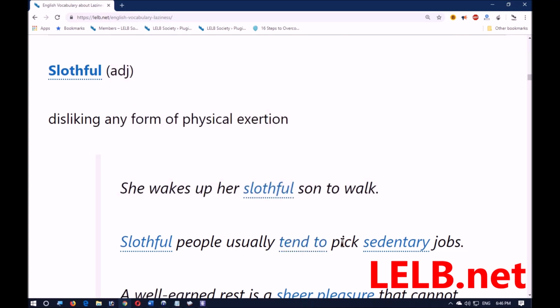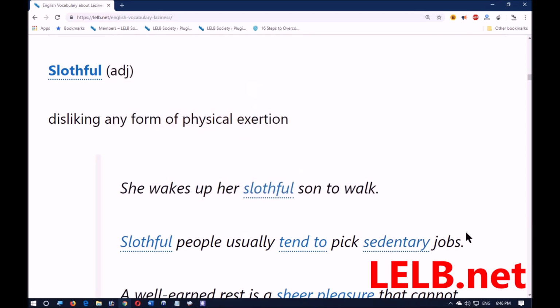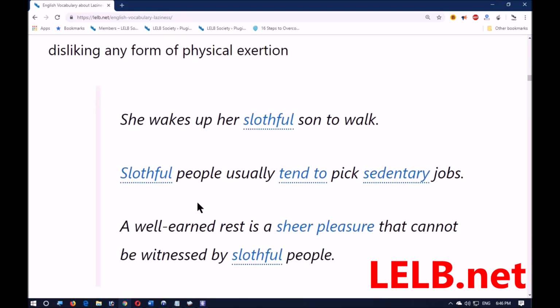They generally pick sedentary jobs. Sedentary means involving little exercise or physical activity. So motionless, let's say, jobs. A well-earned rest is a sheer pleasure that cannot be witnessed by slothful people. Such a philosophical example provided by one of the active students.